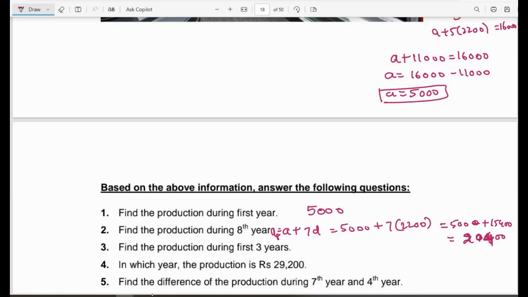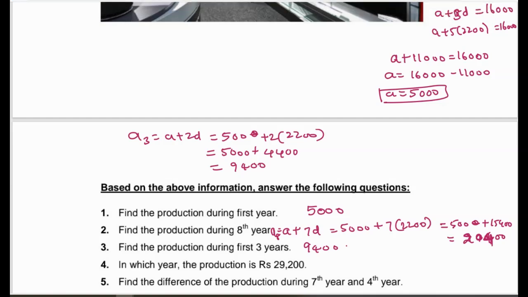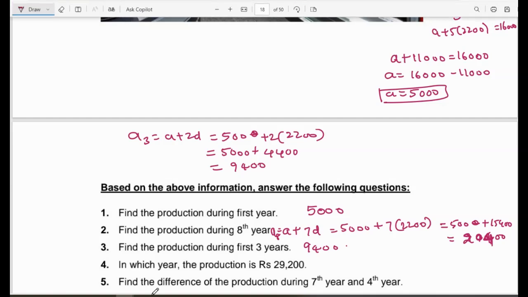Then for the third year, A3 will be A plus 2D. That will be 5,000 plus 2 into 2,200, which is 5,000 plus 4,400. That will be 9,400. Then the next one is, in which year the production will be 29,200.